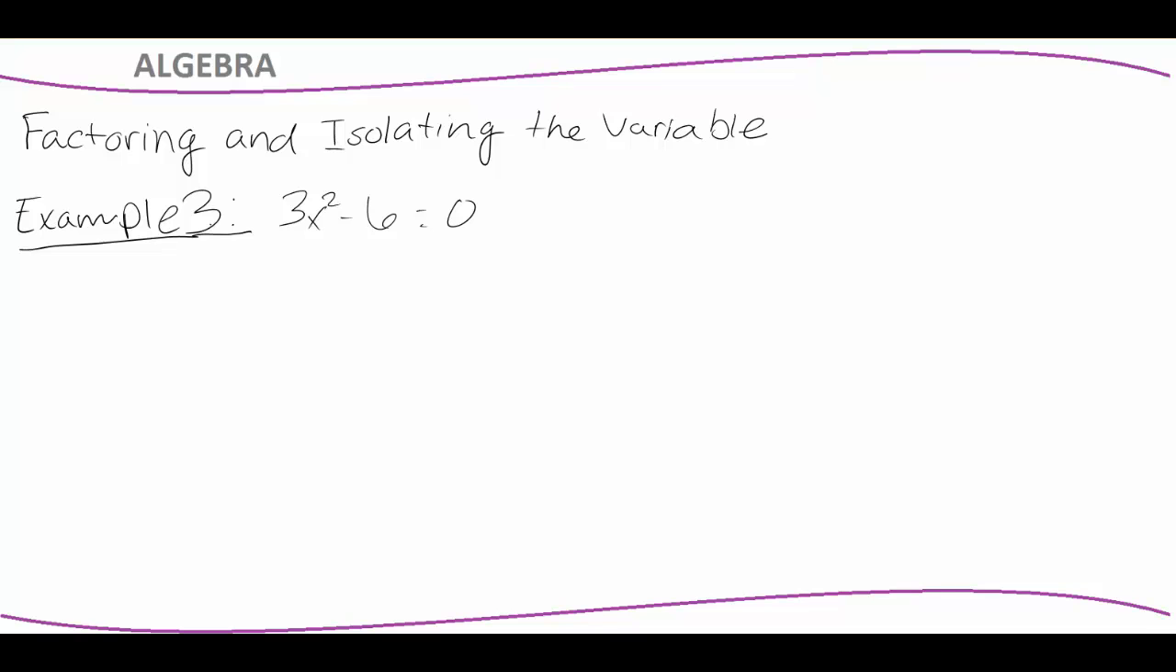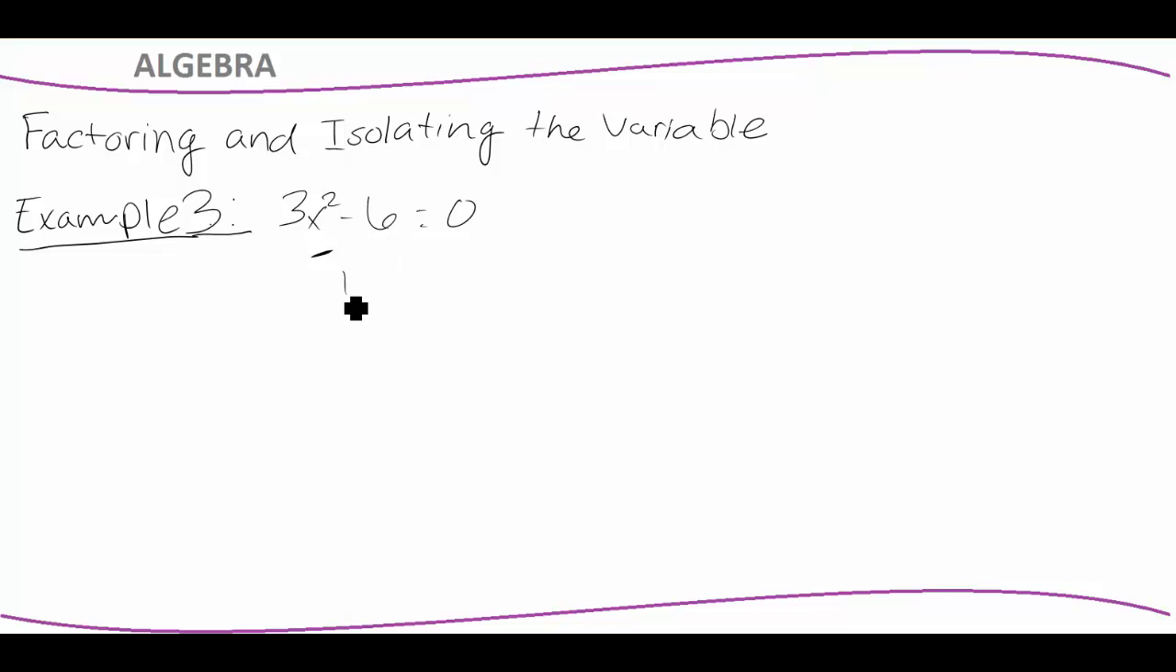Okay, we have example 3 here, and it's 3x squared minus 6 equals 0. An important thing to notice is when the variable only appears once, it is possible to isolate the variable rather than factoring. So we have just an x one time in this equation, so we're going to isolate the variable rather than factoring. So we're going to just get x by itself.